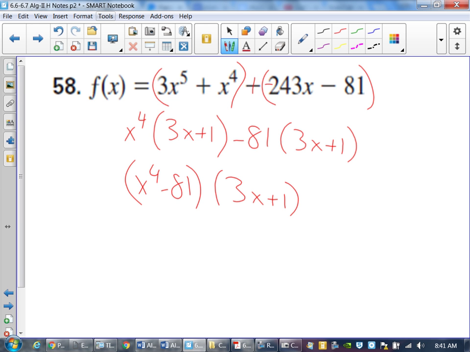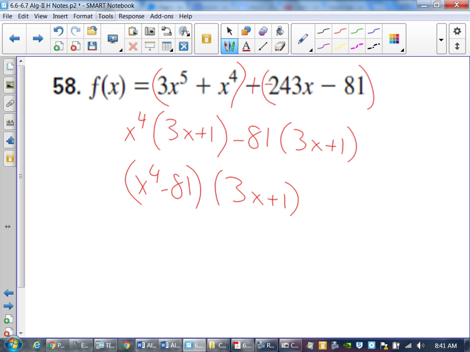Wait, how do you know when to group? The trick is, always check when you have four terms. Check and see if you can group with GCFs. It's a shortcut trick. It's even quicker than synthetic.